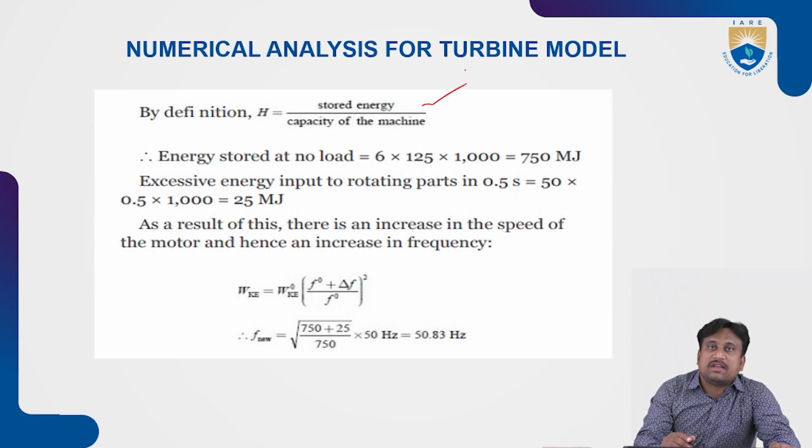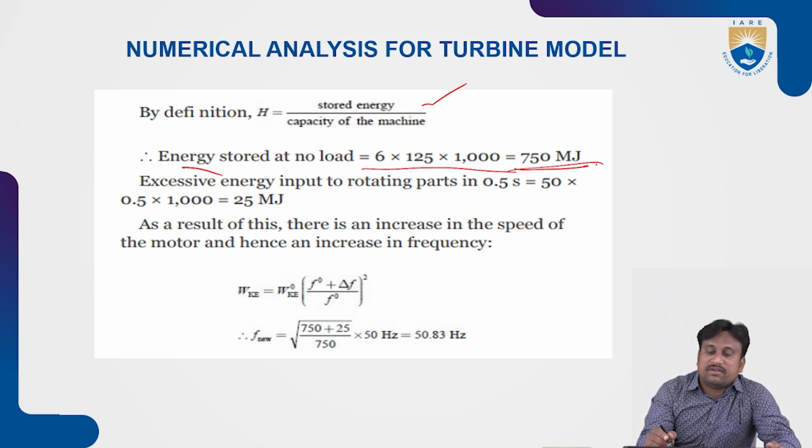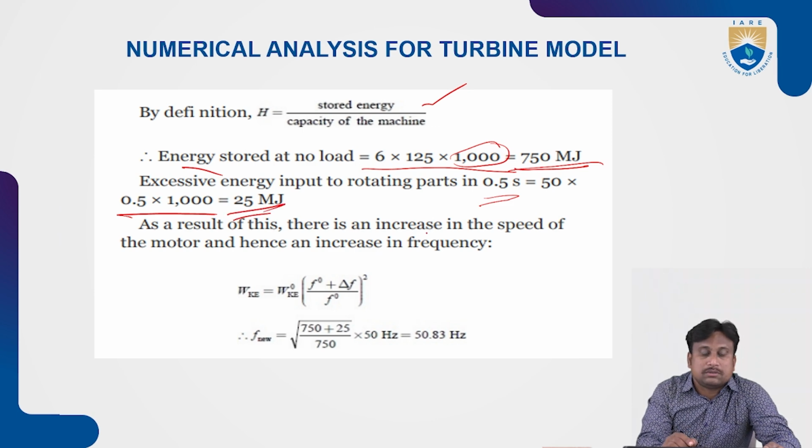By definition of H, we know the amount of energy stored by the capacity of the machine. The energy stored at no load is 6 into 125 into 1000, which gives a value of 750 megajoules. So the excess energy input to the rotating parts is about 0.5 s, that means 0.5 into 1000 gives 25 megajoules. As a result, there is an increase in the speed of the motor, and hence an increase in frequency takes place.